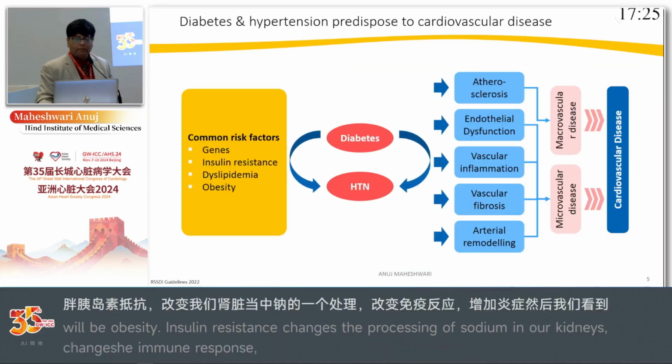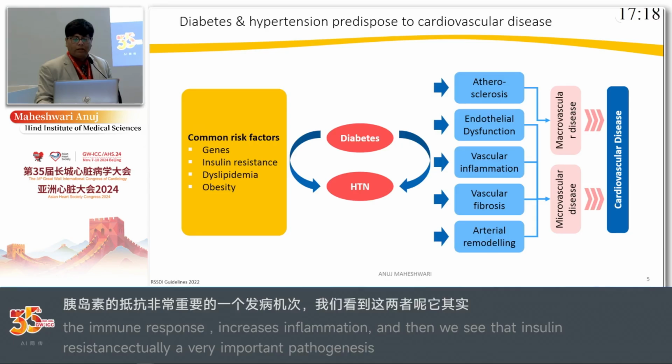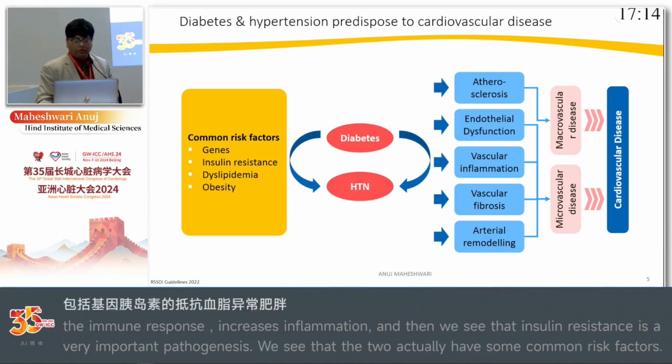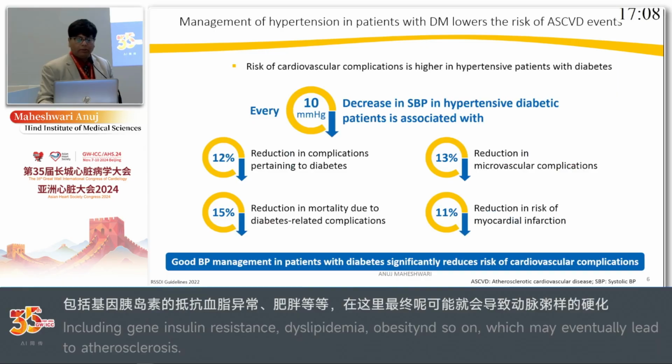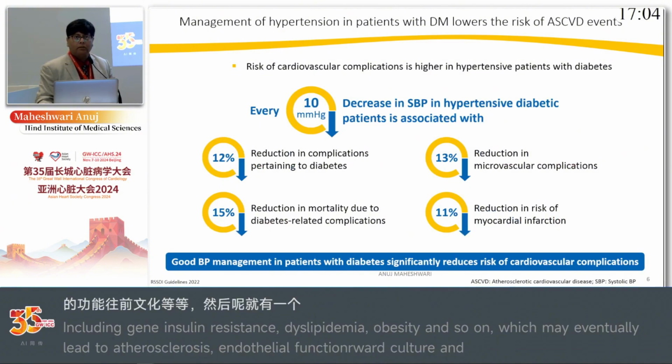As we already discussed, there are common risk factors among diabetes and hypertension, and common complications which run through atherosclerosis, endothelial dysfunction, vascular inflammation, fibrosis, and finally arterial remodeling, ending up with micro and macrovascular complications. But the management is not so difficult: just bring down the level of blood pressure.